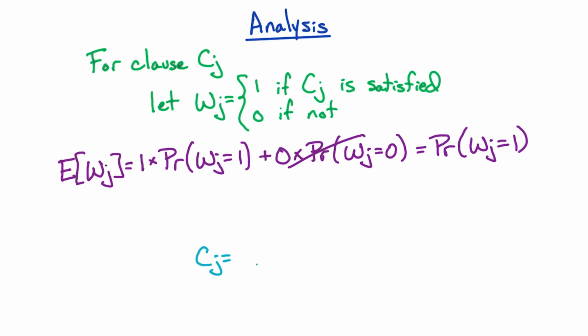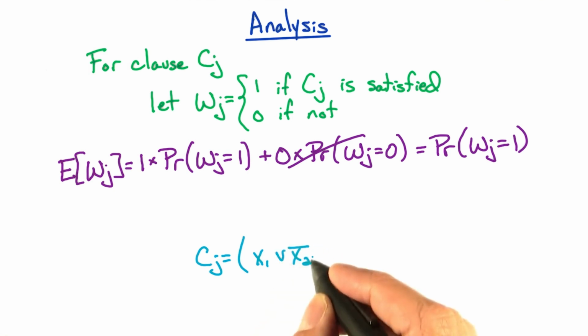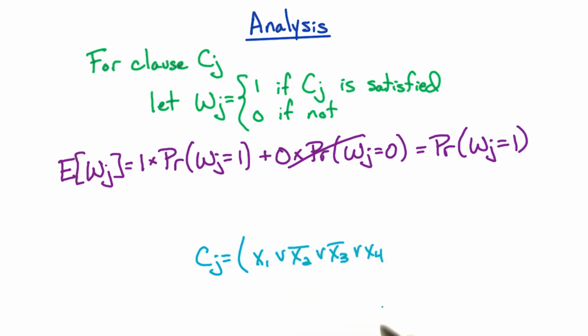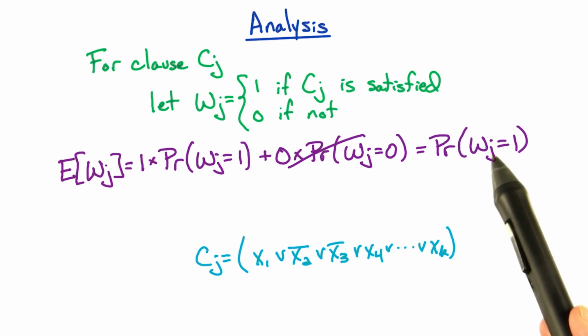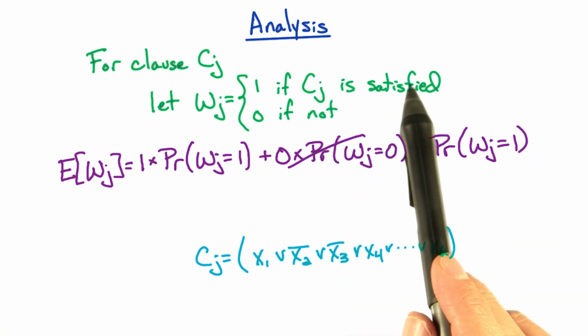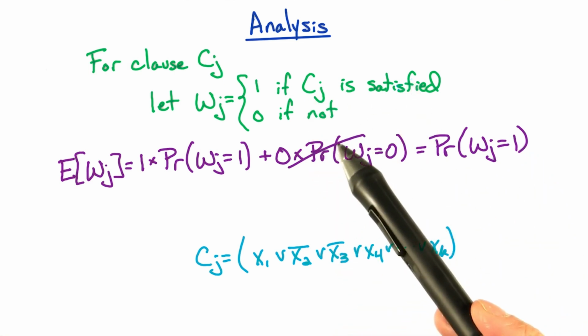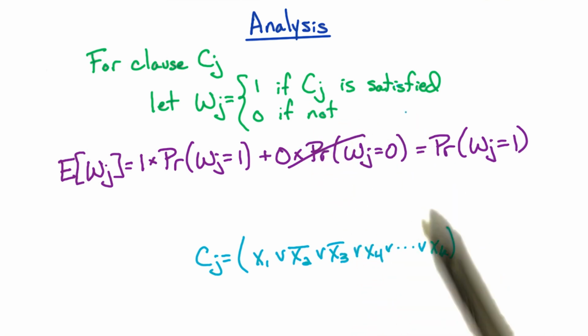Now consider an example of clause Cj. Suppose it's x1 or x2 bar or x3 bar or x4 and so on up to xk. So the clause has size k. Now in order to achieve value 1, the clause has to be satisfied. Let's look at the complement. What's the probability the clause is not satisfied?